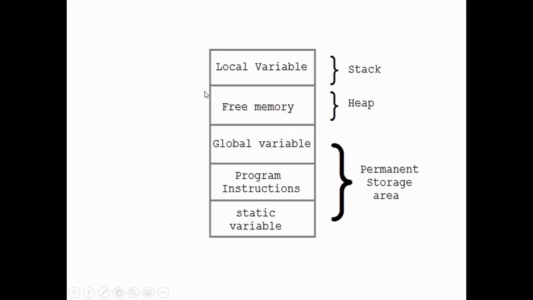Okay, so this is our memory. Local variables are stored in the stack. The free memory is called heap. Then we have a memory space for the global variables, followed by the program instructions and static variables. This area is called the permanent storage area. So heap is used to allocate the memory during the execution time. That allocation is known as dynamic memory allocation.